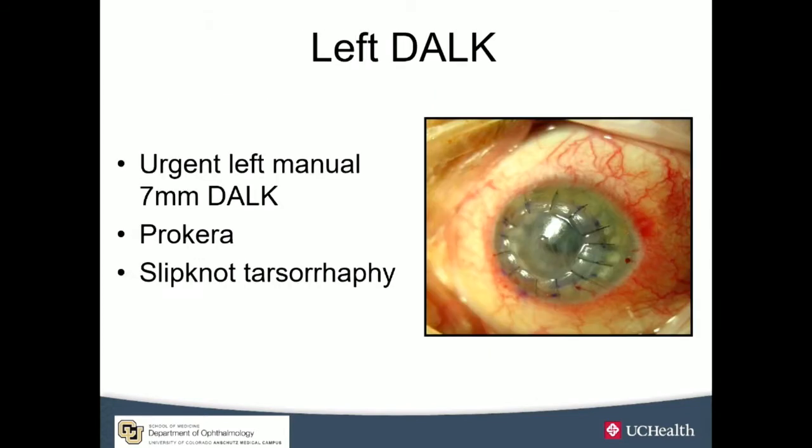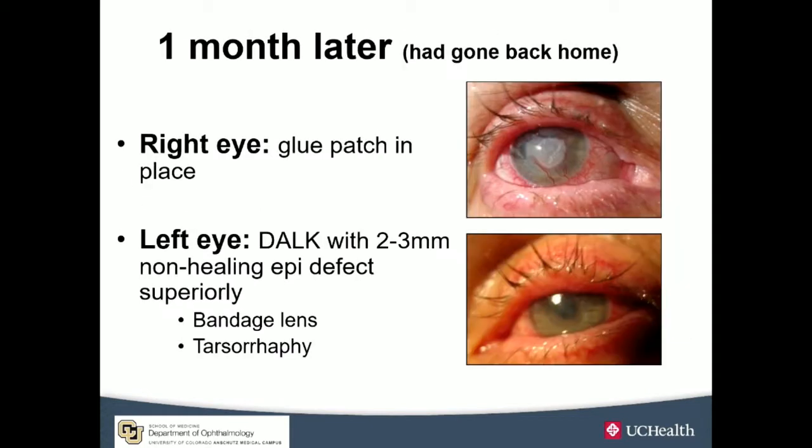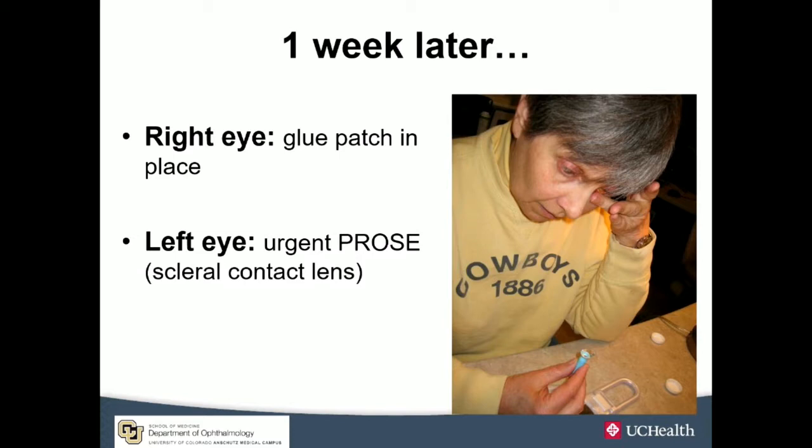So we ended up doing a manual lamellar keratoplasty on her left eye. Put a Prokera on and did a reversible tarsorrhaphy in the immediate postoperative period. And a month later, she'd actually gone back home to where she lived. The right eye's glue patch was still there. The left eye, unfortunately, developed an epithelial defect on the superior portion of the graft. She had a bandage lens placed and a tarsorrhaphy. At that time, 10 years ago, there weren't very many satellite PROSE fitting centers around the country, so I got her urgently sent to Boston to get a PROSE lens. The right glue patch was still there, at least 6 months into it now. The left eye, she had the urgent PROSE fitting.